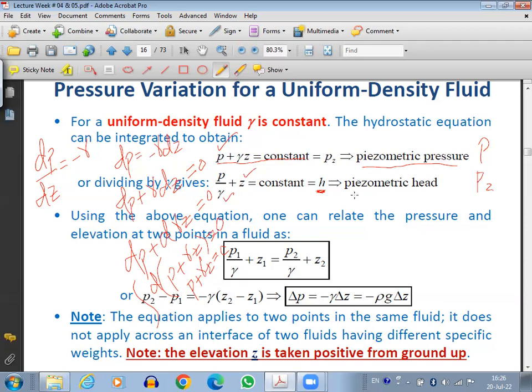Okay. So now this is known as piezometric head. Head always refers to the length, column height. So we call it column head. Okay. So this is known as piezometric head. So piezometric head is a combination of elevation head plus hydrostatic head. Hydrostatic pressure is P. Hydrostatic head is P by gamma.